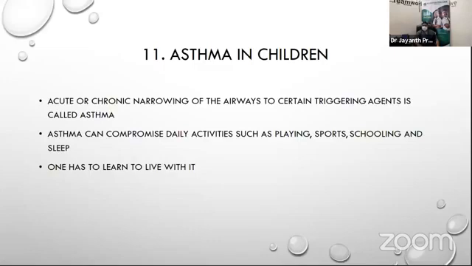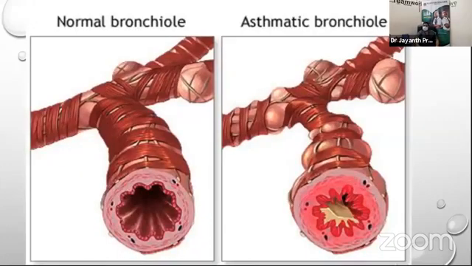So what can asthma do to us? Because we feel breathless, we will be unable to perform our daily activities. We will not be able to play sports, go to school, or sleep properly. So we have to learn how to live with it, how to keep it under control, to have a better quality of life. When you look at these pictures, on the left side you can see that the bronchiole is normal.